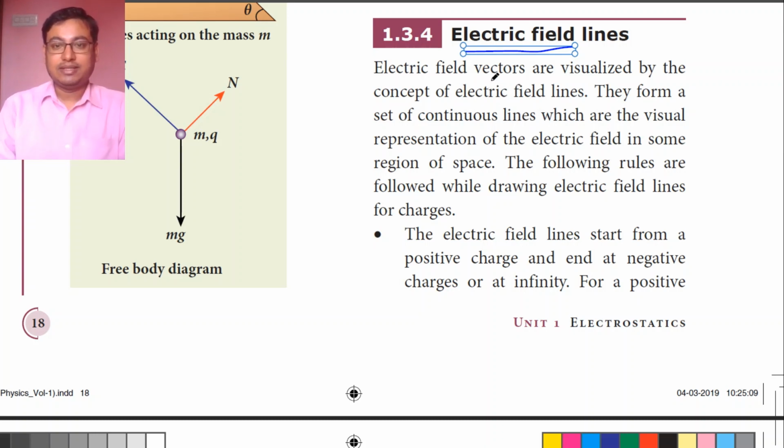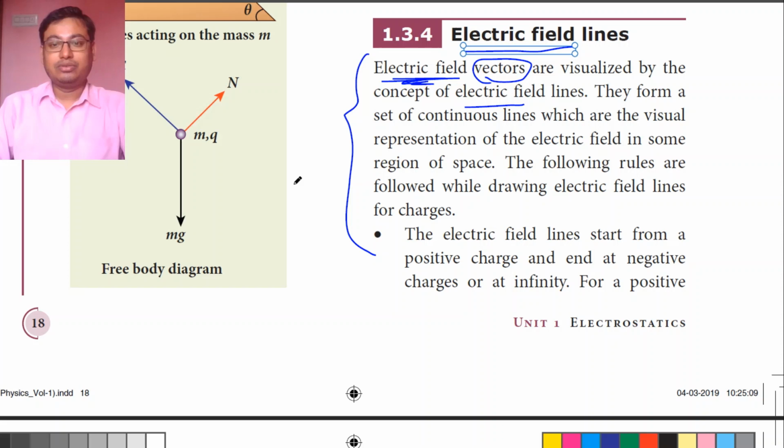Electric field vectors. See here, it is given vector. That means electric field is a vector quantity. We already have seen that electric field has magnitude as well as direction. They are visualized by the concept of electric field lines. That means we can understand electric field very well if we know very well what electric field lines are. They form a set of continuous lines which are the visual representation of electric field in some region of space. Means there will be some charged particles, and from those charged particles there will be some visual electric field lines coming out or going in, in some region of space.